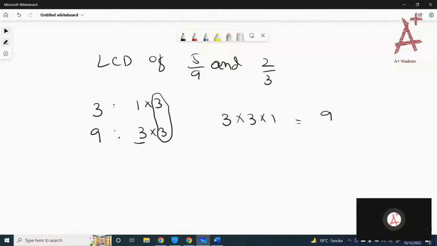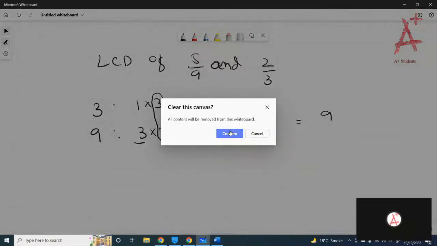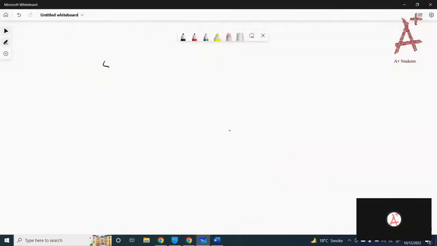Okay. Let's start with the test questions. I'm on the first question, on test page 1. So it is, what is the least common denominator of 5 by 6 and 5 by 12?